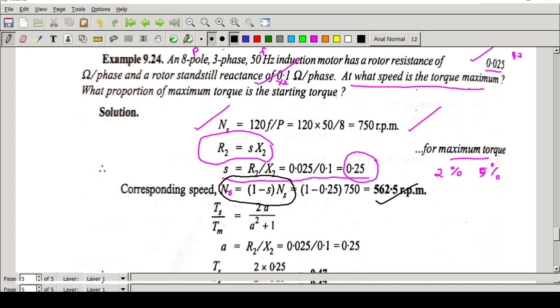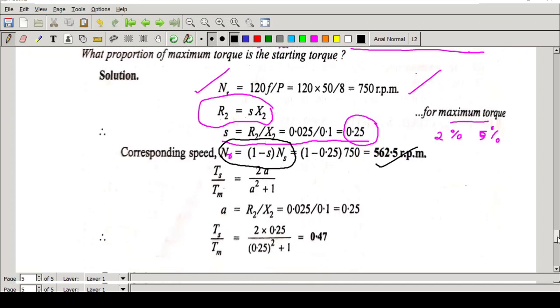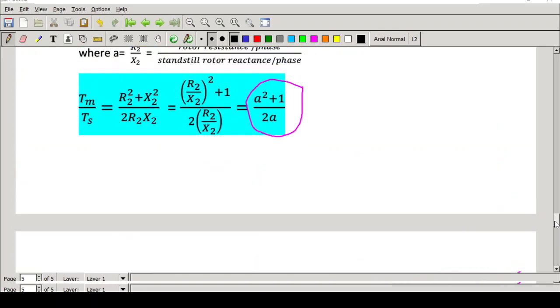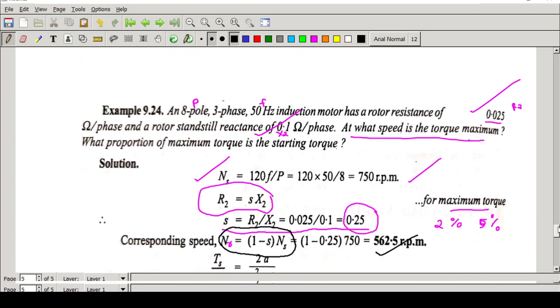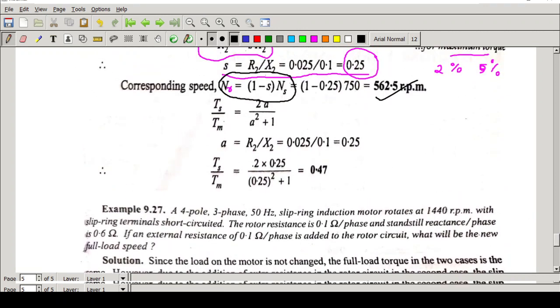Now moving further, the next portion they have asked is what proportion of maximum torque is the starting torque. That means we have to find the ratio of starting torque to maximum torque, so we will find the ratio Ts by Tm. Tm by Ts we know. What is it? (A squared plus 1) by 2A. So Ts by Tm means you have to take the inverse of this, so 2A by (A squared plus 1). Okay, so now A, how will you find?